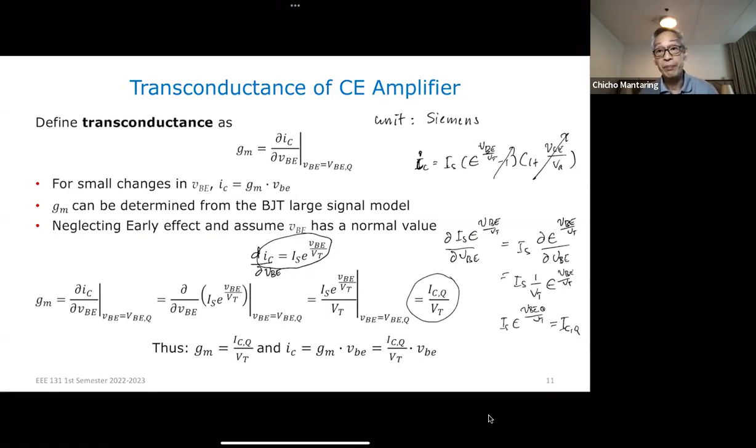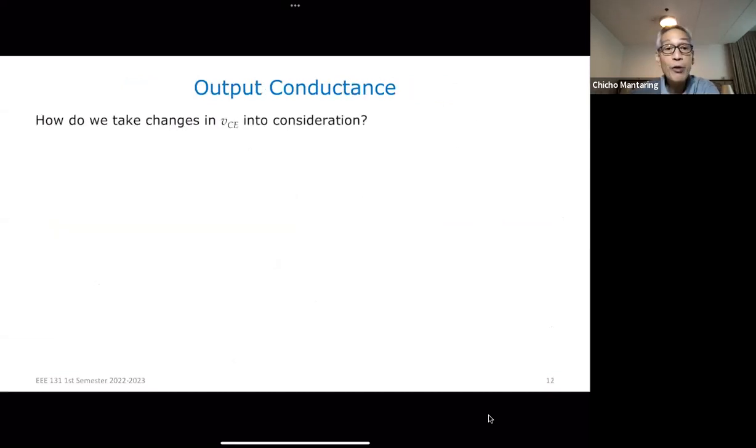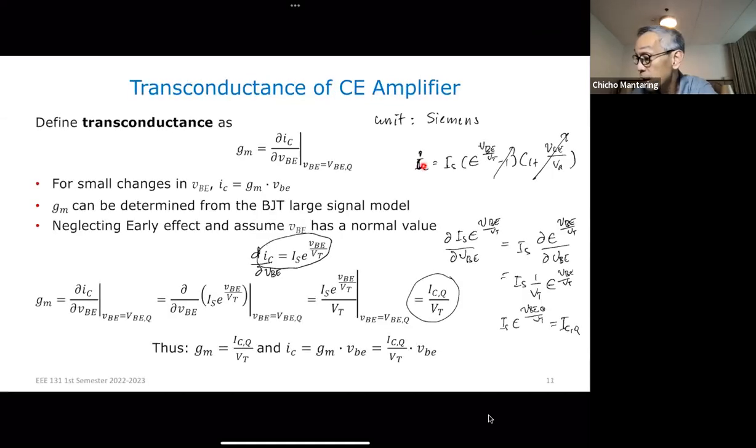Okay. That is how your collector current will change with respect to a small change in VBE. Now, how do we take changes in VCE into consideration? Because we said our collector current changes with both VBE and also with VCE.